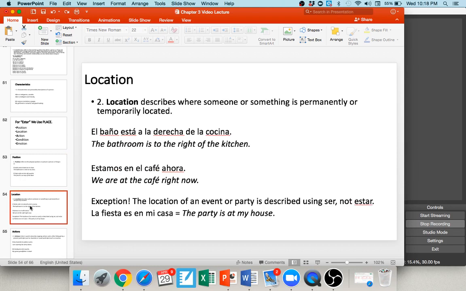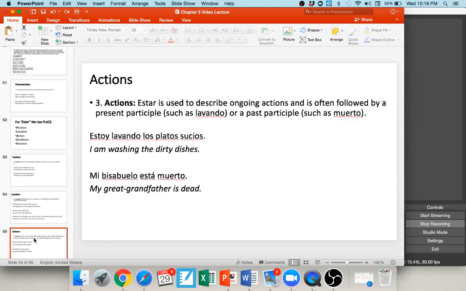El baño está a la derecha de la cocina. The bathroom is to the right of the kitchen. That's the bathroom's location. Estamos en el café ahora. We're at the cafe right now. That's our location. So we're using estar. Okay, so again, PLACE. The P in PLACE stands for position. The L, location. The A refers to actions.